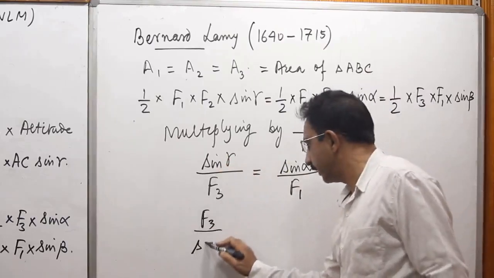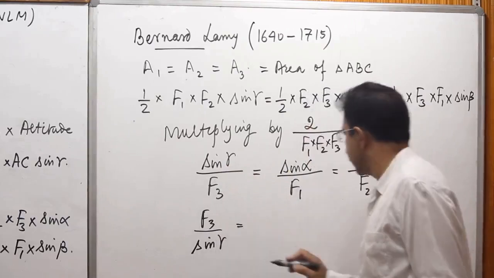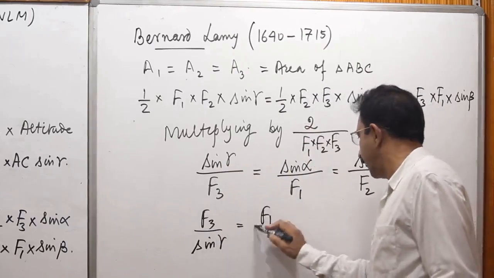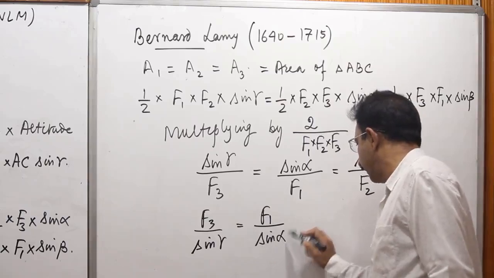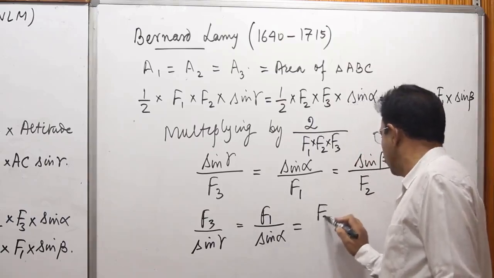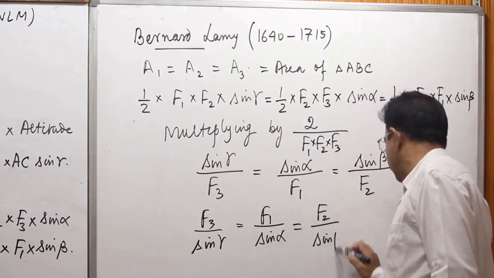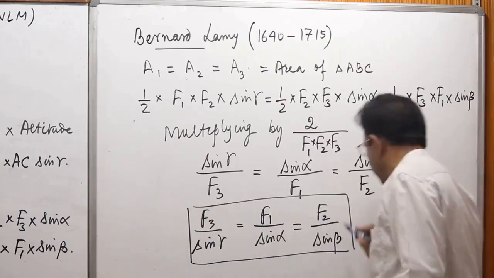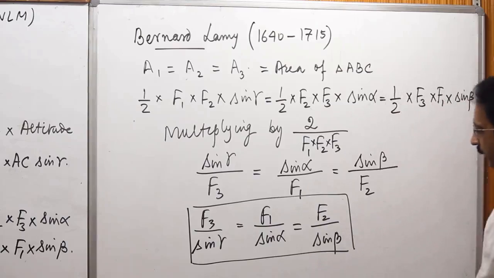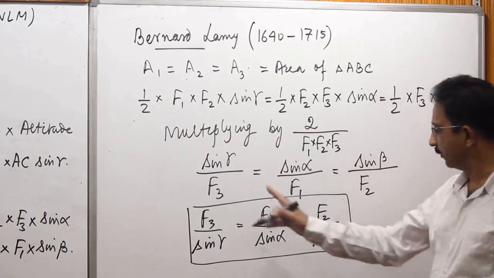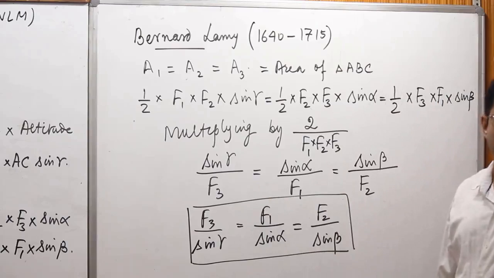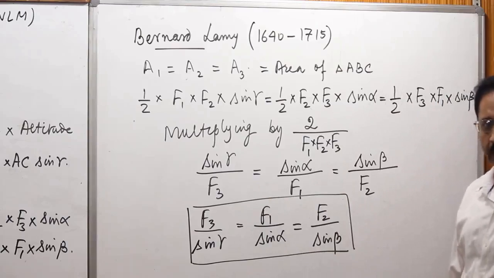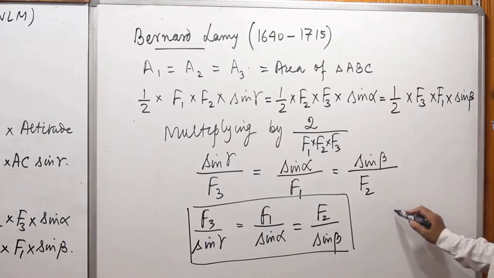So I can write it as F3 divided by sin gamma is equal to F1 divided by sin alpha is equal to F2 divided by sin beta. This result is what we call Lami's theorem, and we have proved it for the three forces F1, F2, F3 which are in the state of equilibrium. So you will have situations which will vary like this.